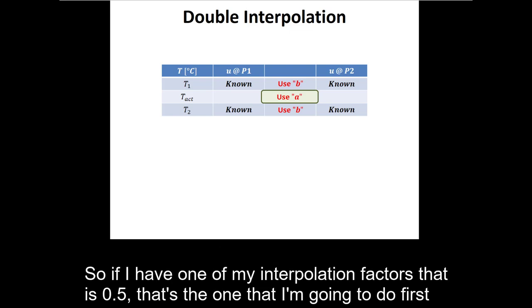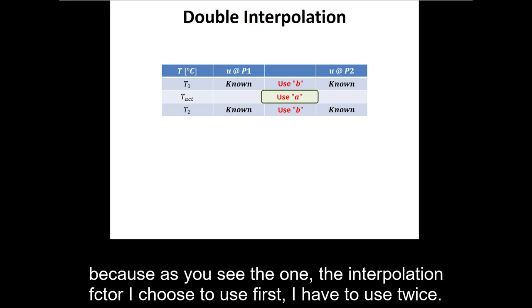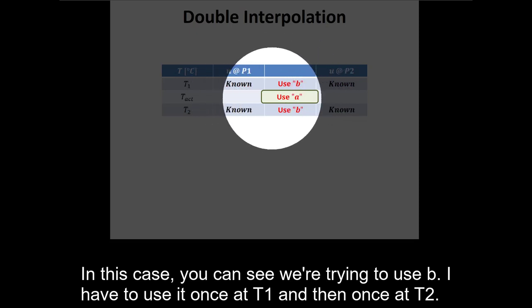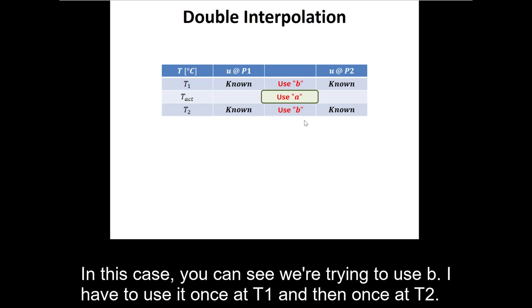So if I have one of my interpolation factors that's 0.5, that's the one that I'm going to do first, because as you see, the interpolation factor I choose to use first, I have to use twice. In this case, you can see we're trying to use B, so I have to use it once at T1 and then once at T2.